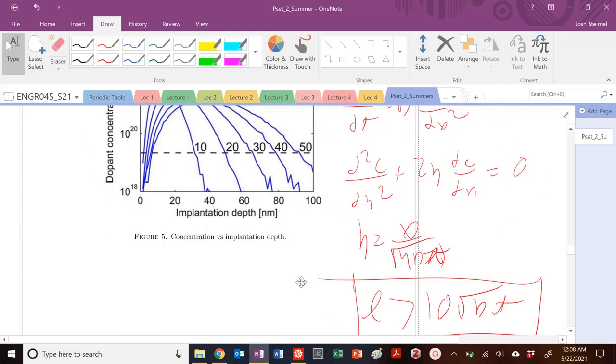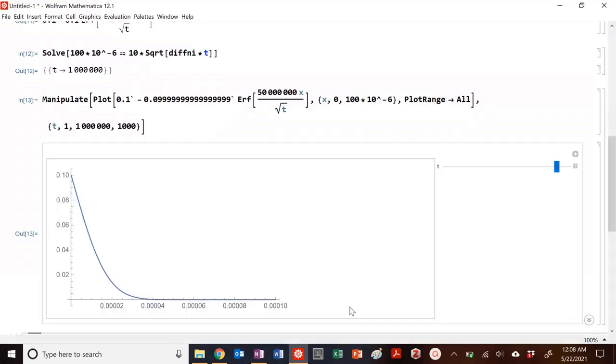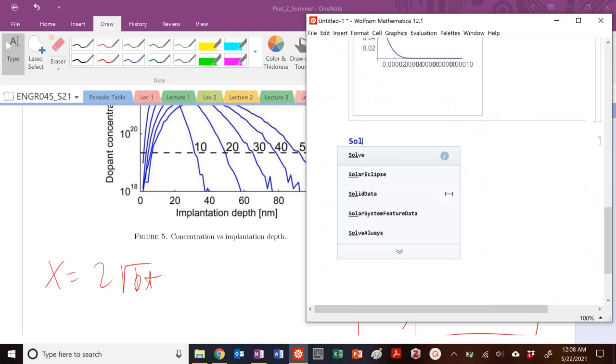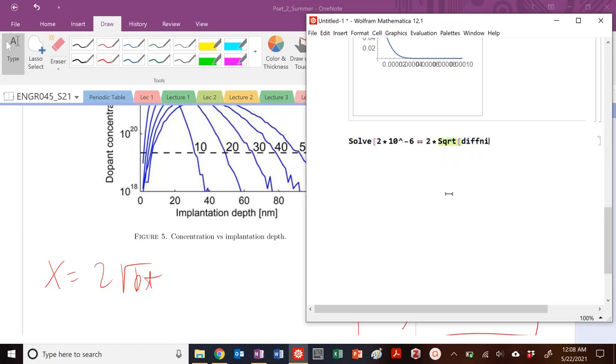So now I need to use my engineering approximation, which is x equals 2 square root of Dt. So my x is 2 micrometers here. So I'm going to go ahead and solve for what is my time to hit that 2 micrometer threshold. So 2 times 10 to the minus 6 equals 2 times the square root of the diffusivity of nitrogen times time, 10,000 seconds.